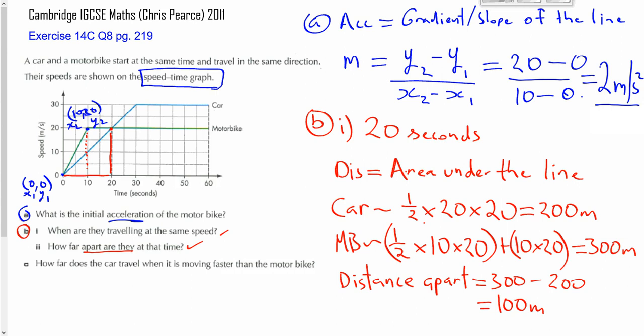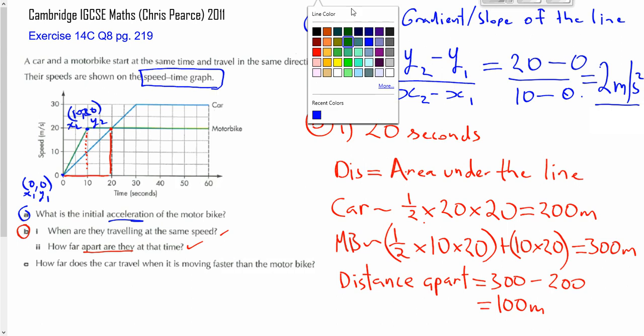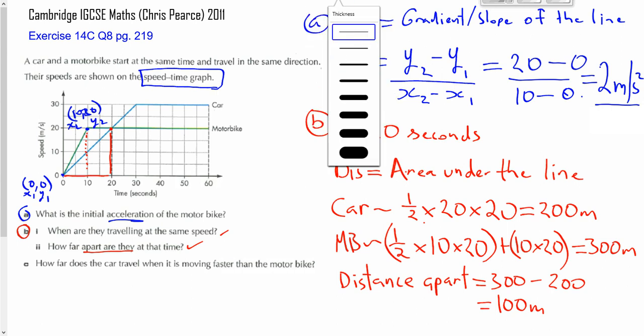Now the last part of this question is, how far does the car travel when it is moving faster than the motorbike? So let's go back to our graph. At this point here, they're moving at the same speed, but the car continues to accelerate, whereas the motorbike stays at the same speed. So it accelerates further past the motorbike. From here upwards, it's actually travelling at a higher speed than the motorbike.